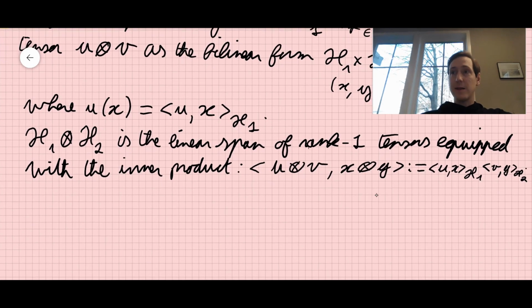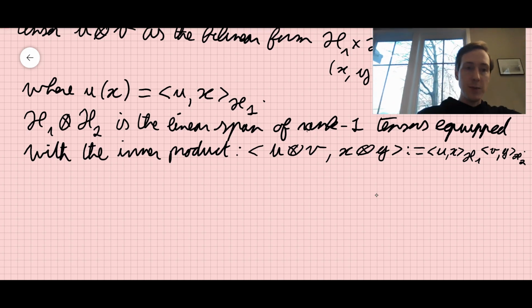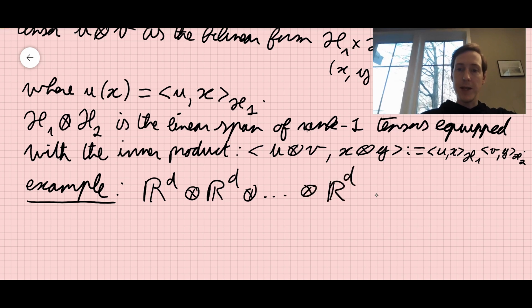Okay, so let's just see how it works out in the very simple case of taking R^d and taking the tensor product many times. So example, what happens if you take R^d, tensor product with R^d, etc.? Okay, you take this, let's say P times.